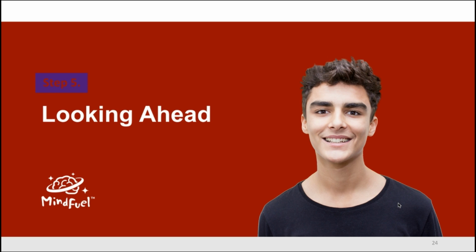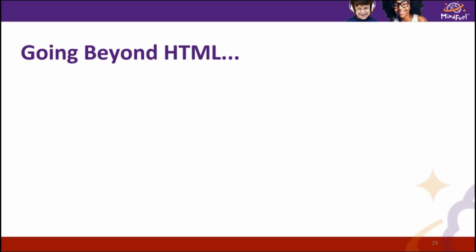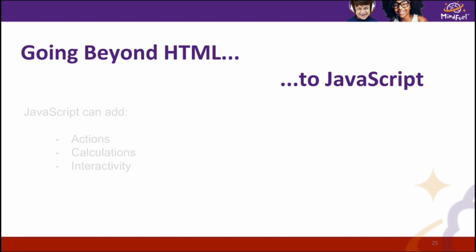So now that we have an understanding of the HTML structure and all the cool elements and features we can add to our STEM topic page, we're going to briefly look ahead at some next steps that could be added to enhance your STEM web page even more. So going beyond HTML into JavaScript. JavaScript can add actions, calculations, and interactivity to make your STEM webpage even more awesome. So let's take a peek at that.